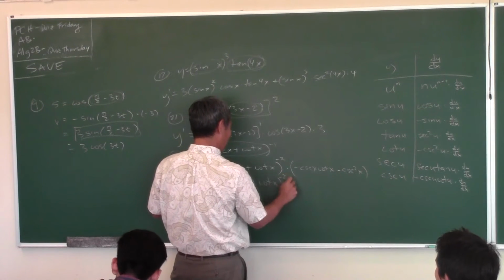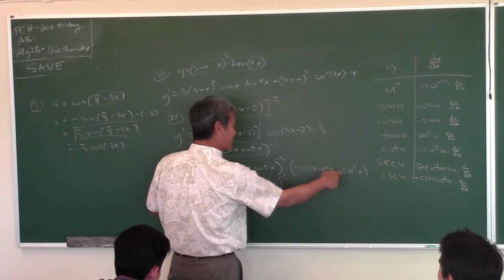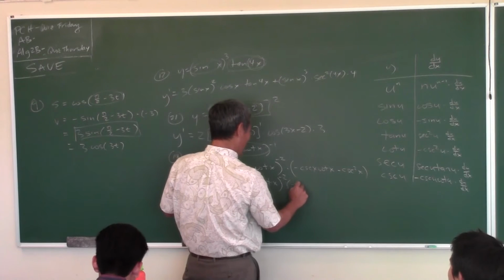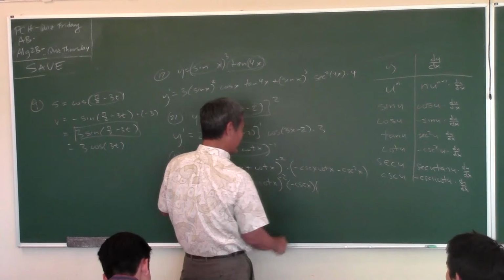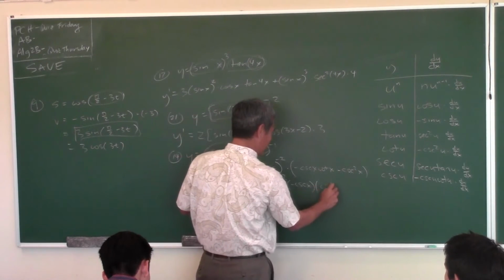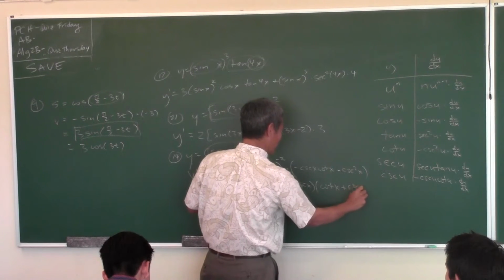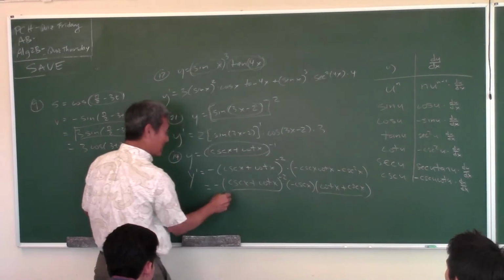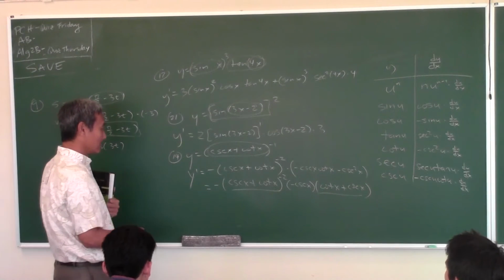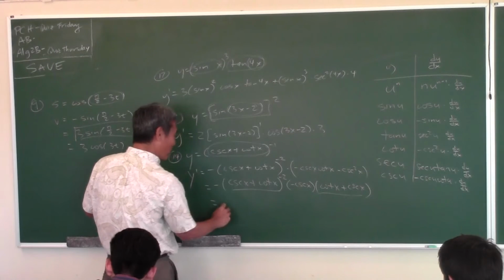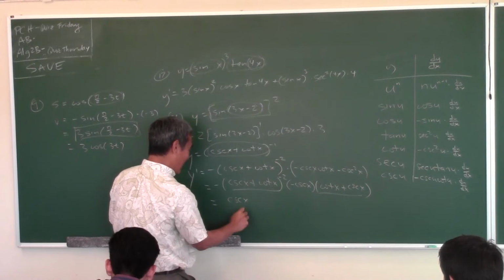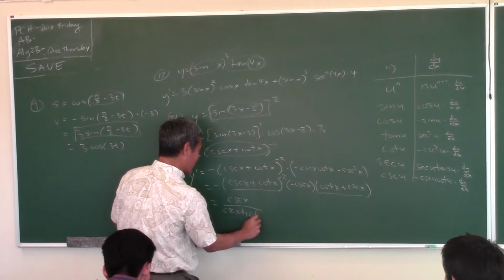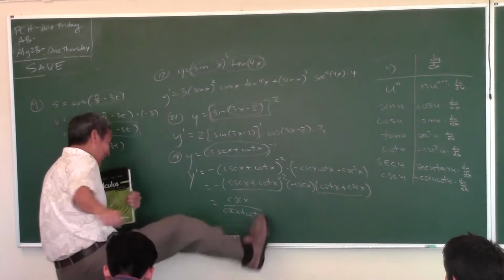Okay, what can I factor out from these two terms? A negative cosecant x. What's going to be left? The cotangent x plus cosecant x. And then can this one and this one be combined together? Yes. So your final answer is going to be cosecant x all over cosecant x plus cotangent x. Boom!